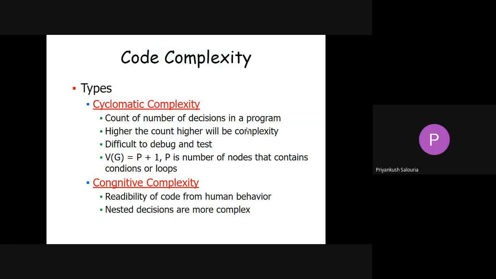Okay. The next is code complexity. I'm not going to discuss time complexity and space complexity, but I will discuss two types of complexity which we usually deal with in our code base. The first one is cyclomatic complexity. What is that? Cyclomatic complexity is the count of the number of decisions in a program.